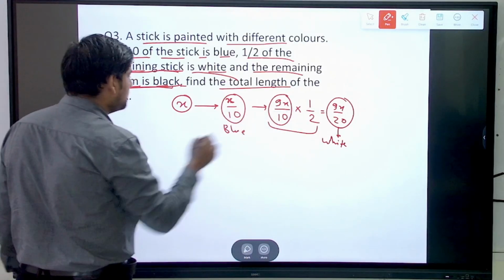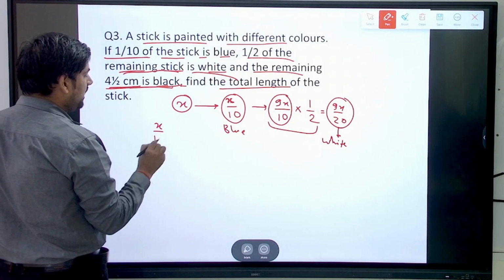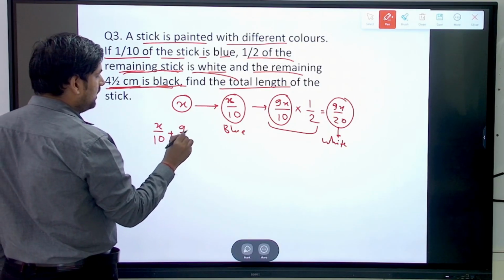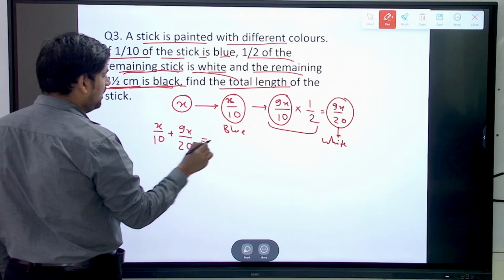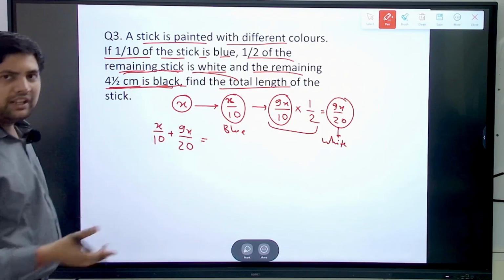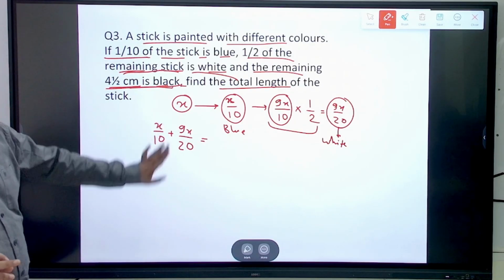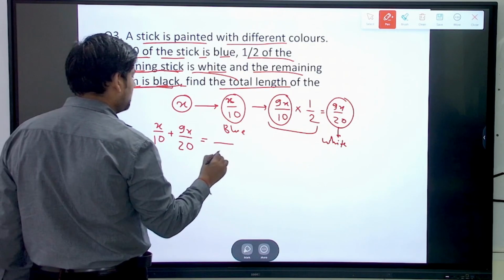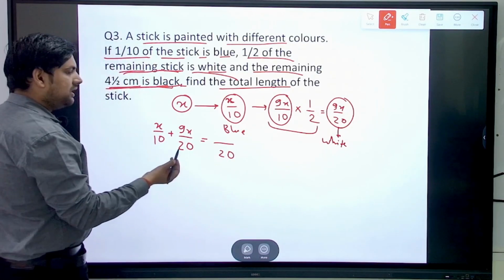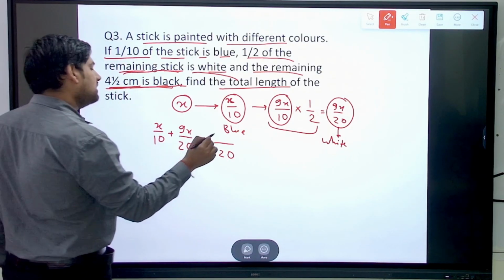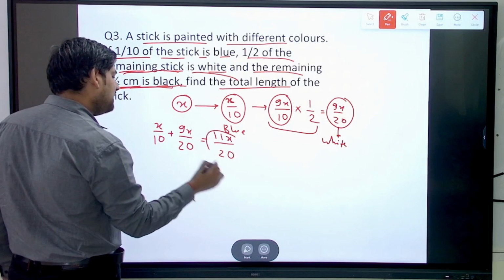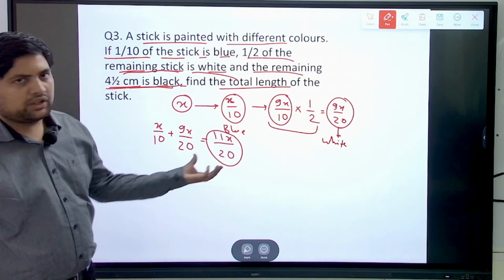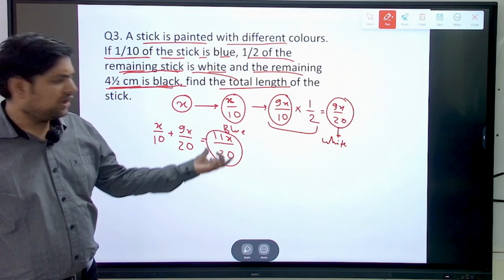Now what is the total sum? x by 10 plus 9x by 20. This is what I have already colored. 20 can be taken as the LCM. This will go 2 times, so 2 plus 9, this becomes 11x by 20. This is what has been consumed or used.